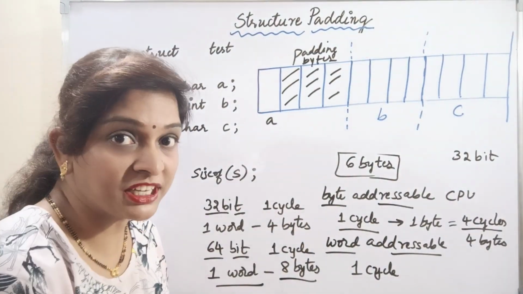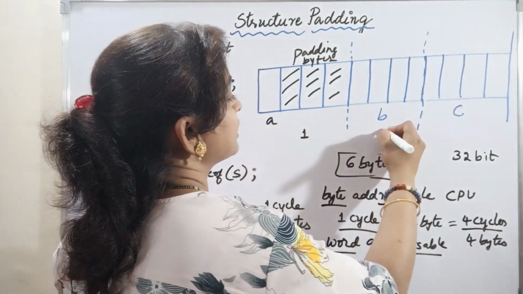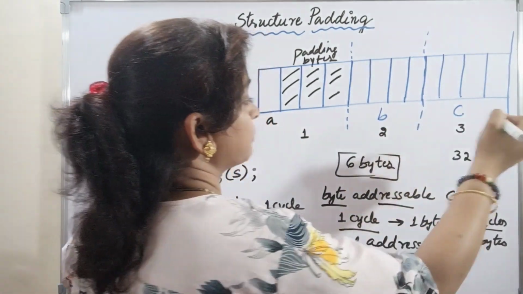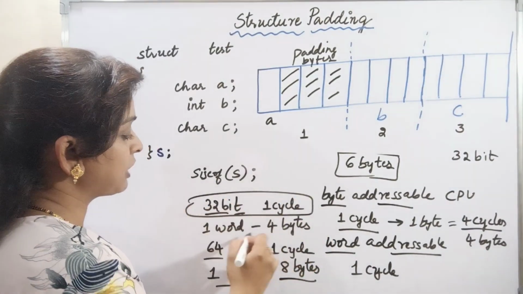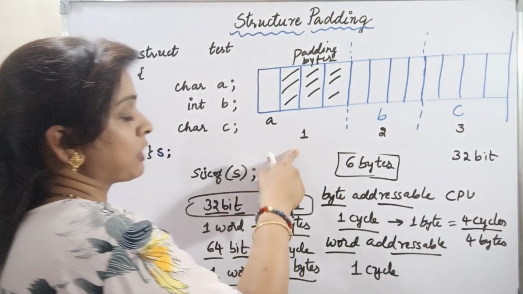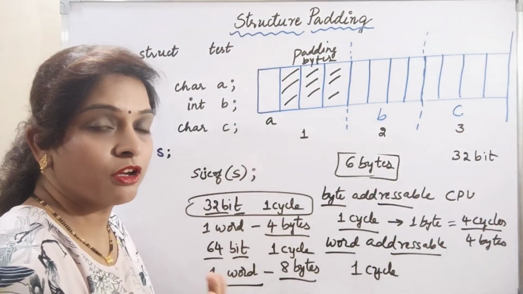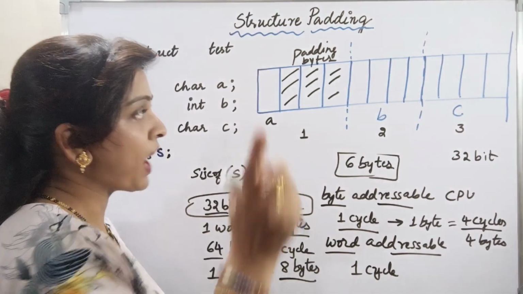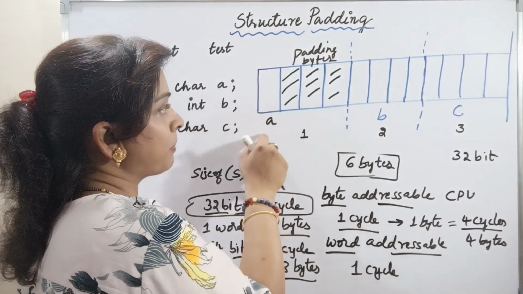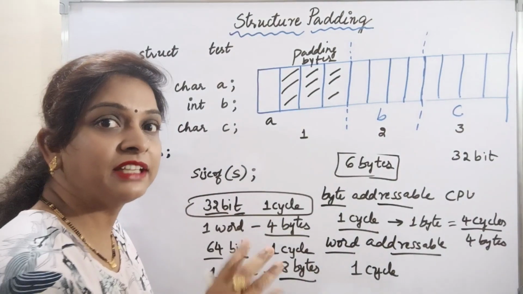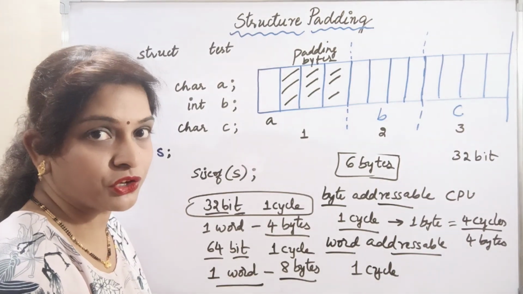The compiler automatically fills these padding bytes, because this is one word, this is the second word, and this is the third word. Let me talk with respect to a 32-bit machine, meaning one word equals 4 bytes. So when the CPU accesses this one word, it will go to this particular word and access 1 byte of data, and the remaining 3 extra bytes will be padded. So the memory is getting wasted here.